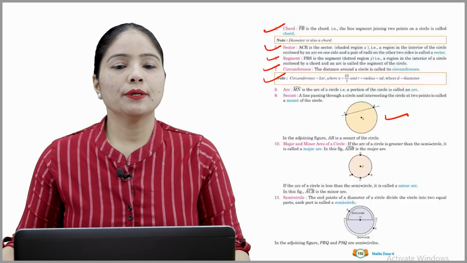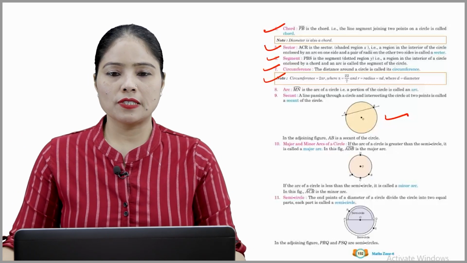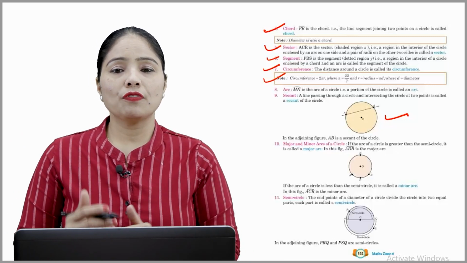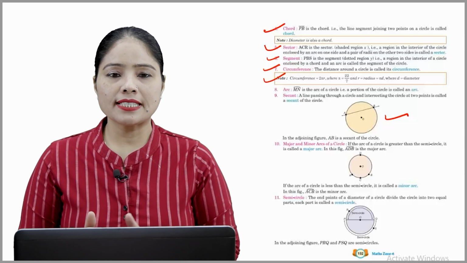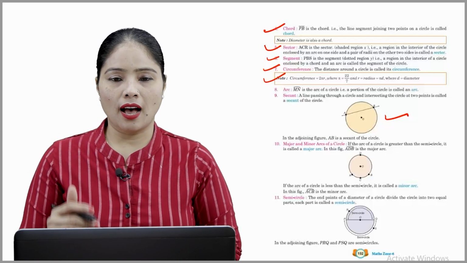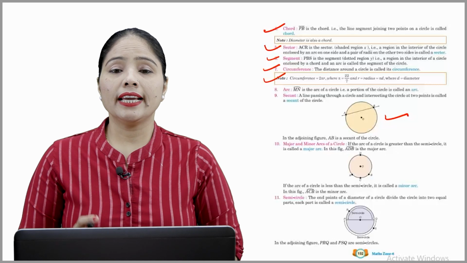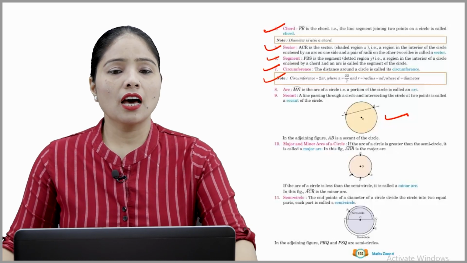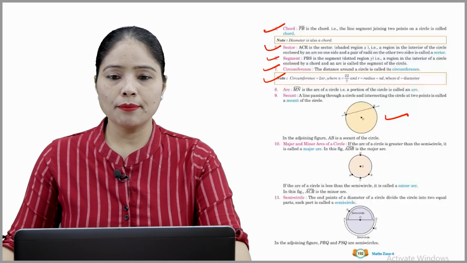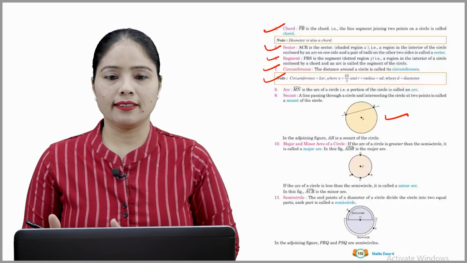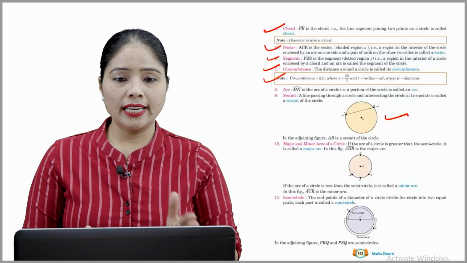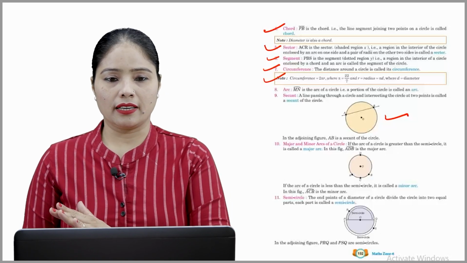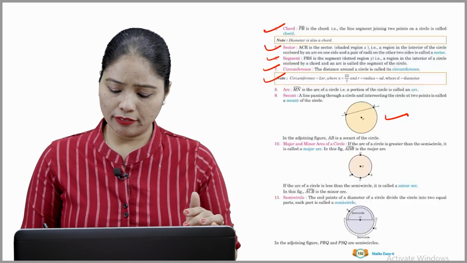Now 10th point. Major and minor arcs of a circle. If the arc of a circle is greater than the semicircle, it is called a major arc. In this figure, ADB is the major arc. Okay, beta. If the arc of a circle is less than the semicircle, it is called a minor arc. In this figure, ACB is the minor arc. Okay. Now 11th point.